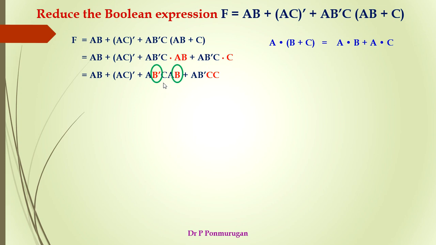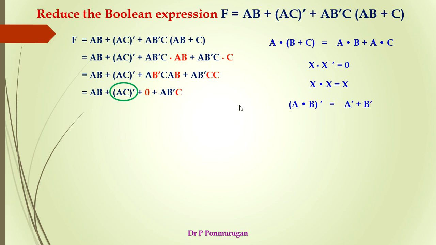And in this, from the third term, b and b bar will make this third term 0, right? By using x dot x bar equal to 0, this third term will become 0, and the last term, a b bar c c, will become a b bar c by using the law x dot x equal to x. So the expression can be written like this.